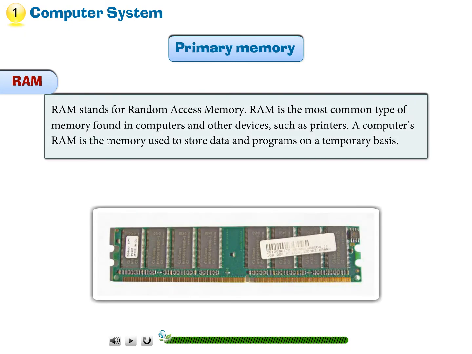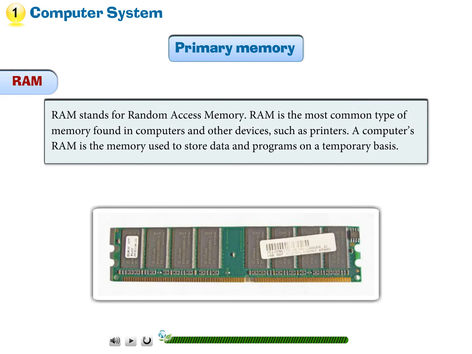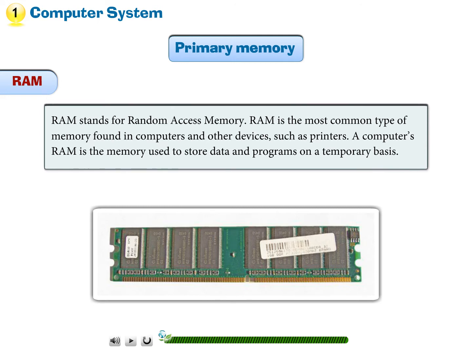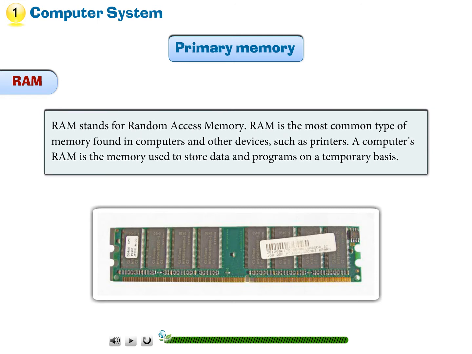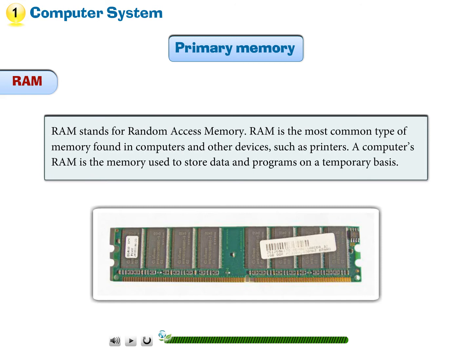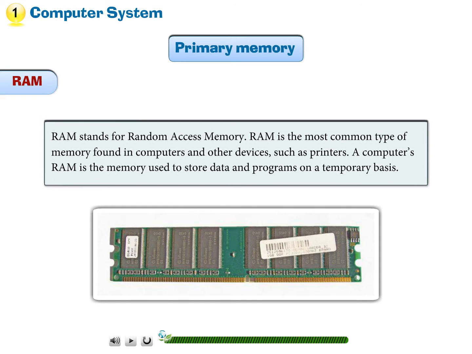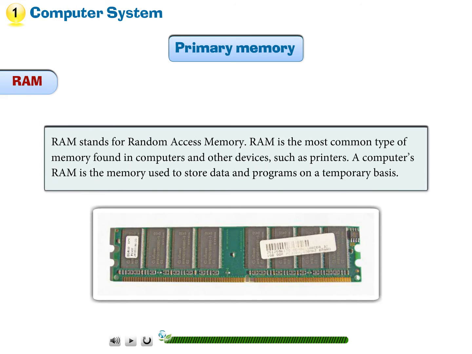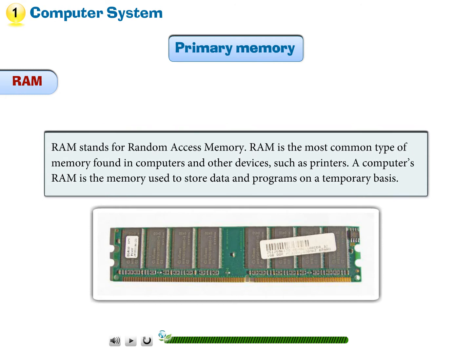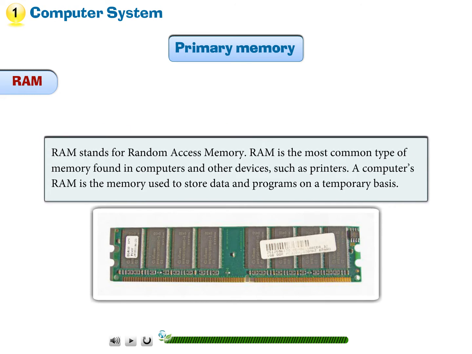RAM. RAM stands for Random Access Memory. RAM is the most common type of memory found in computers and other devices such as printers. A computer's RAM is the memory used to store data and programs on a temporary basis.